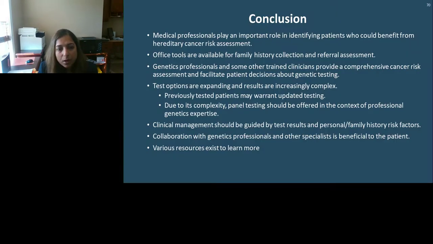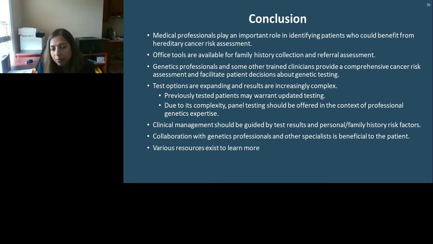So in conclusion, we as medical professionals have an important role in identifying patients who have a cancer risk. This is typically done by obtaining a relatively comprehensive family history and using tools to identify patients who would benefit from counseling, use of genetics professionals or trained clinicians who can provide counseling, identify and define risk, as well as navigate genetic testing with patients. An understanding of testing options, which are now increasingly complex and require constant updating of our knowledge, and utilization of that genetics professional to navigate this information with the patient becomes important.